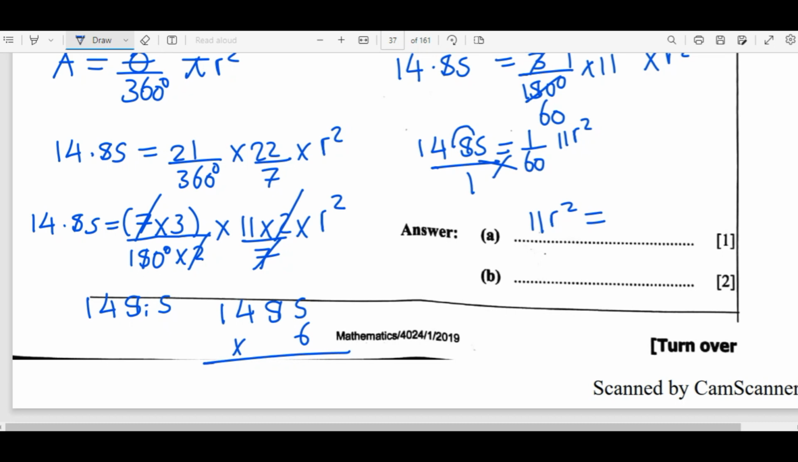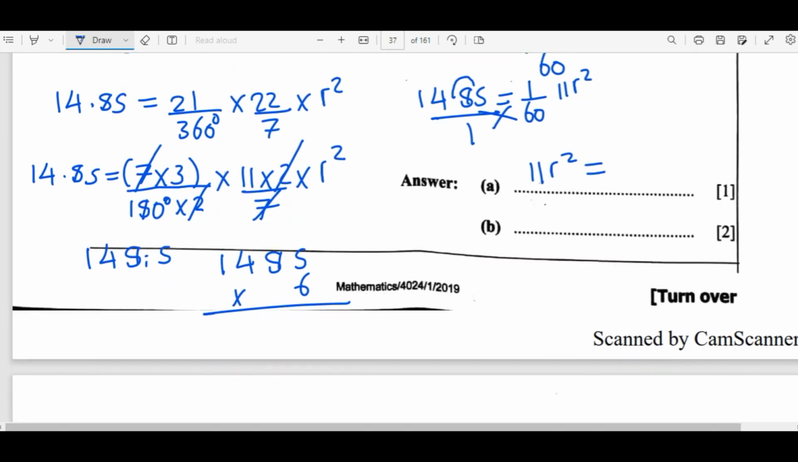So let's see the results that we are expecting to get from here. 6 times 5 is 30. So we write 0. We keep the 3. Then 6 times 4 is 24. 24 plus 3 is 27... Then 4 times 6 will give us 24. 24 plus 5 is 29. So we keep the 9 here. Then 6 times 1 is 6, plus 2 is 8. So it is 8,910.